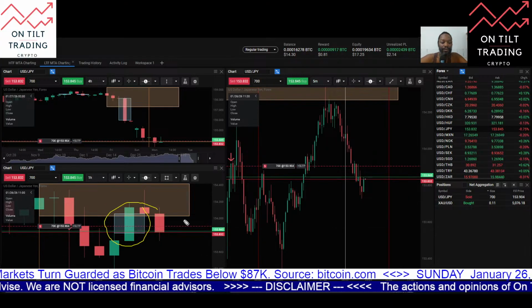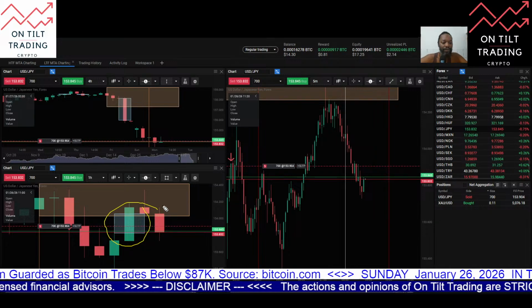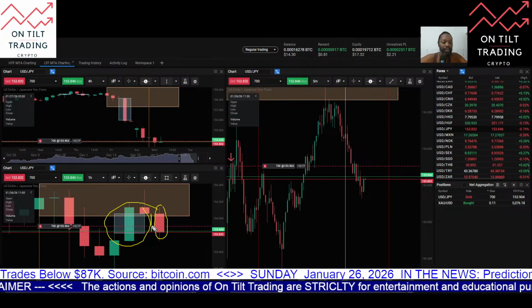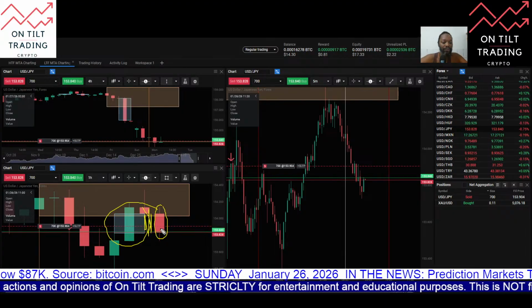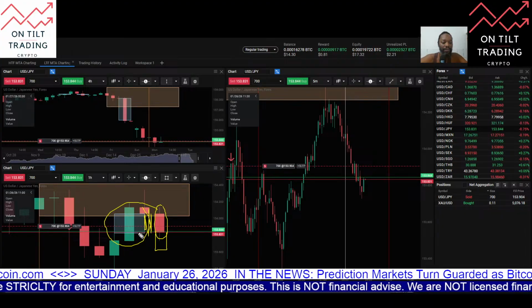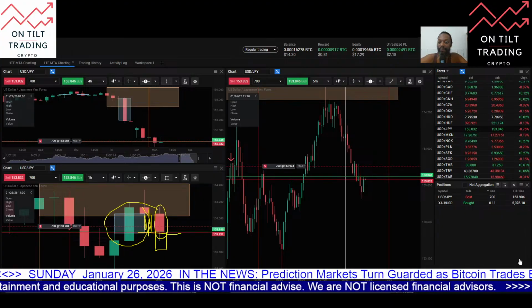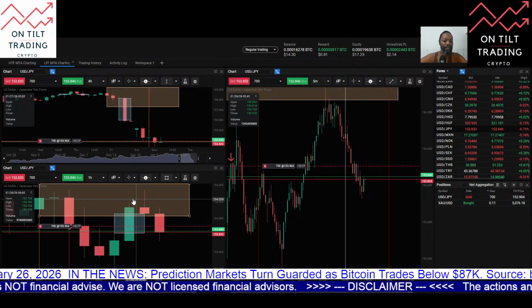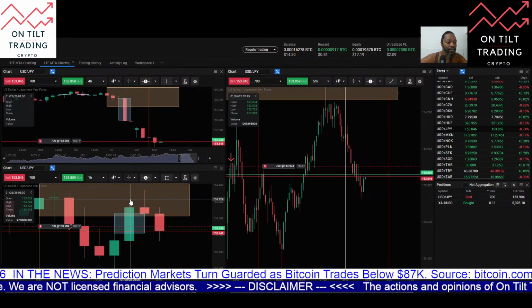So ideally, at a minimum, wanting to see this current candle close somewhere within this fair value gap, or even better, having price close somewhere below this fair value gap. Also here on this 60-minute candle, what is this here?